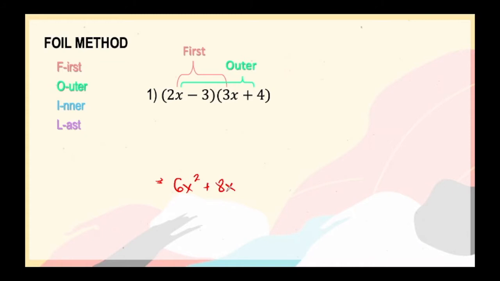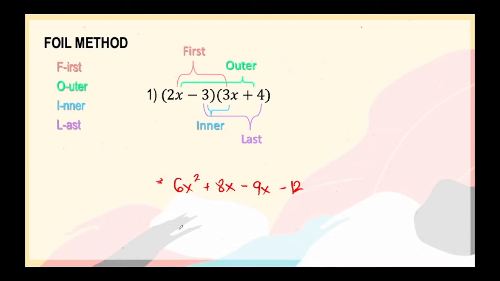I is for inner, and the inner terms here are negative 3 and positive 3x. When multiplied together, it would give us negative 9x. And L stands for last, and the last terms here are negative 3 and positive 4, which when multiplied together is negative 12. After applying the FOIL method, check if there are any like terms.